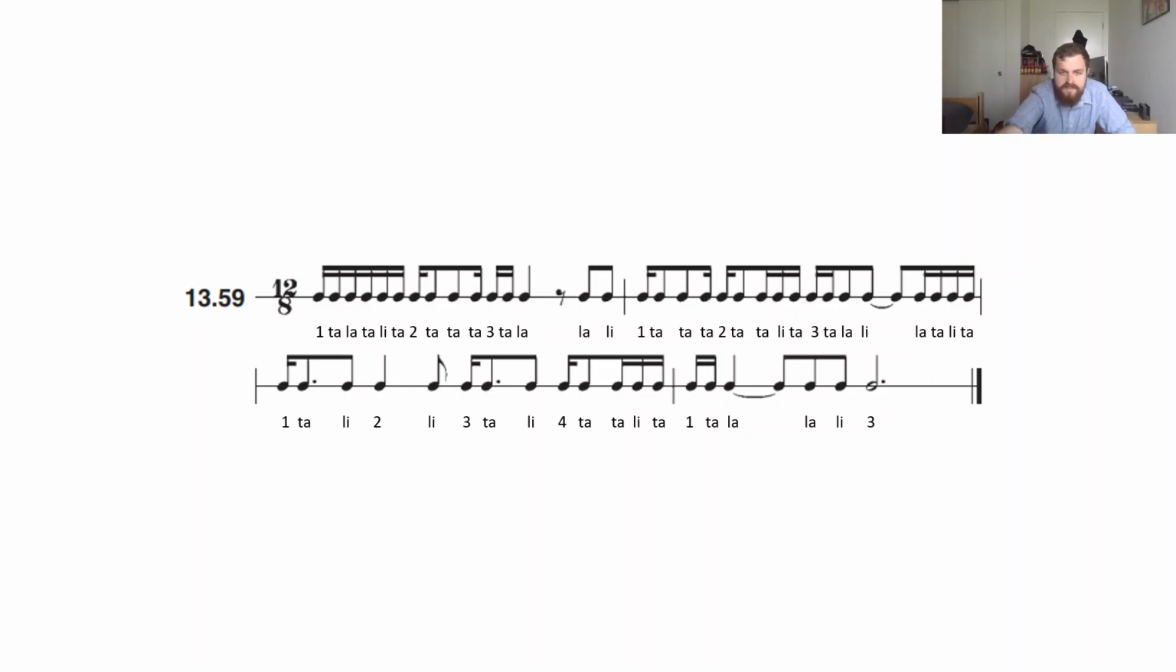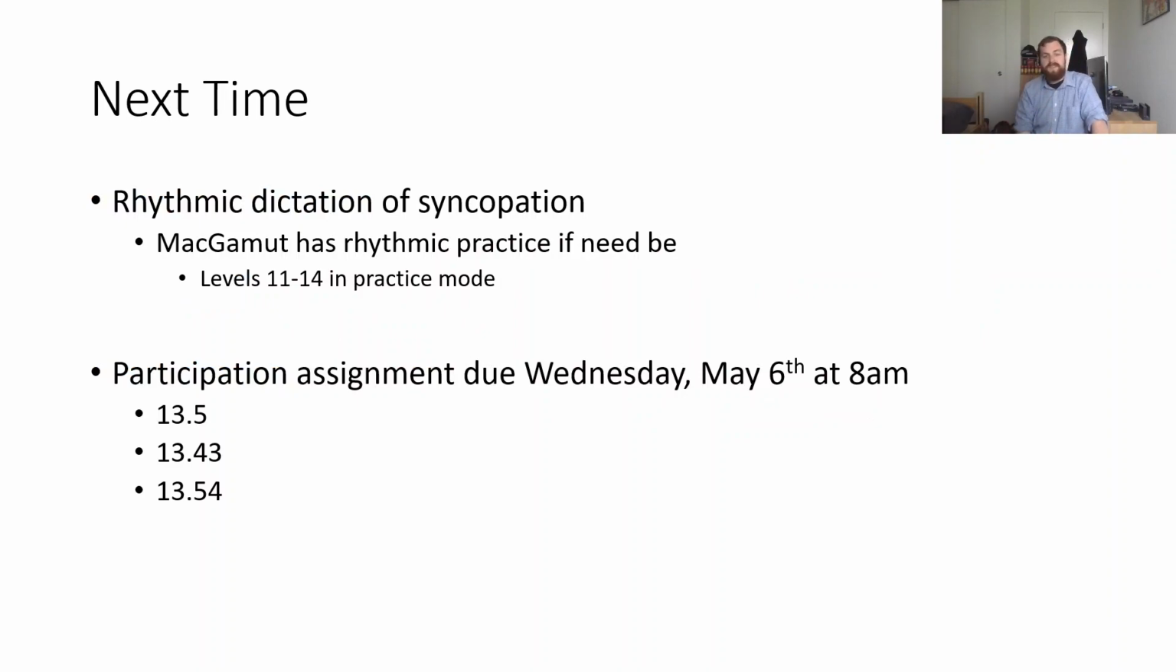Okay, so let's see here. Next time we're doing rhythmic dictation of syncopation. Okay, so the types of rhythms I just gave you, I'm going to clap and you will be expected to dictate. So be ready for that. If today was a bit of a struggle for you, McGammett actually has rhythmic dictation practice. Okay. Levels 11 to 14 in the rhythmic dictation practice mode are going to be germane for us. Those are all the simple and compound syncopation levels. So, if you do that in the regular mode, you'll have to work your way up to those. But if you do it in practice mode, you can just jump there. I'm not assigning McGammett this week, but it's there if you need it, okay?